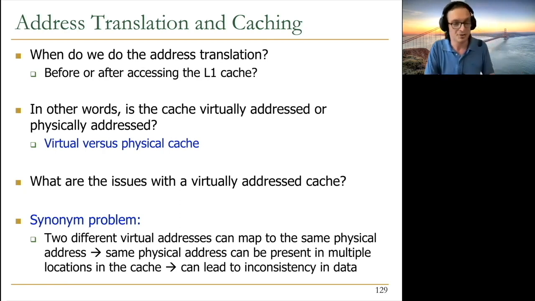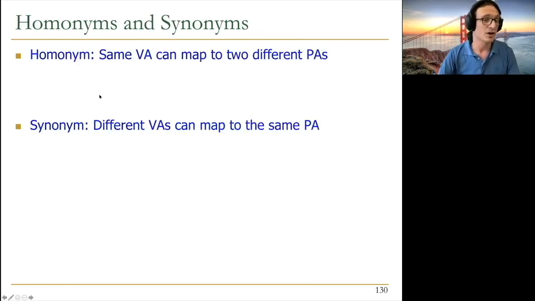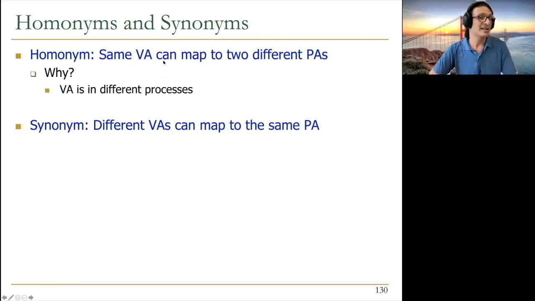There are other problems, actually. This is one problem. There's also a homonym problem, which is the fact that the same virtual address can map to two different physical addresses. Why does this happen? Because a virtual address can be in different processes, right?